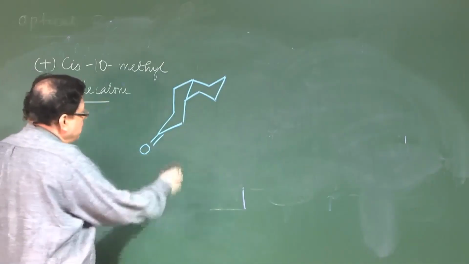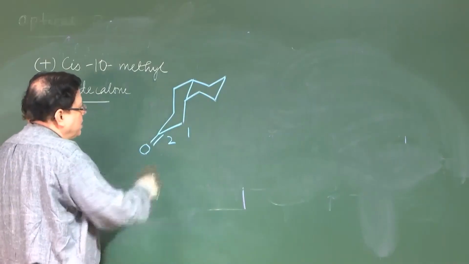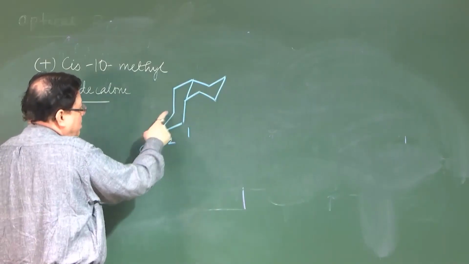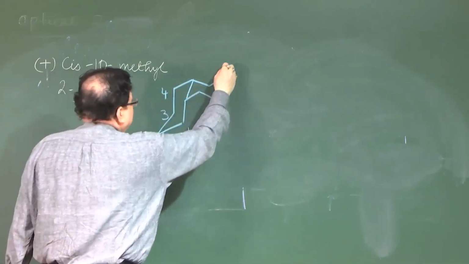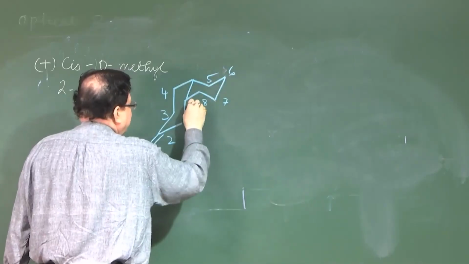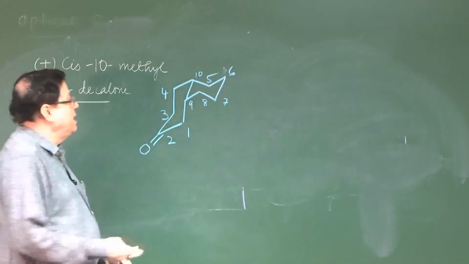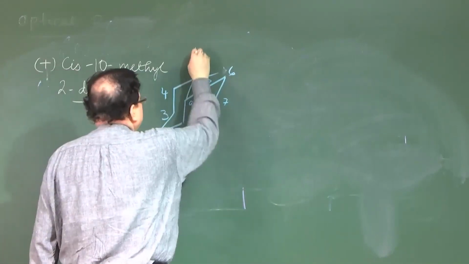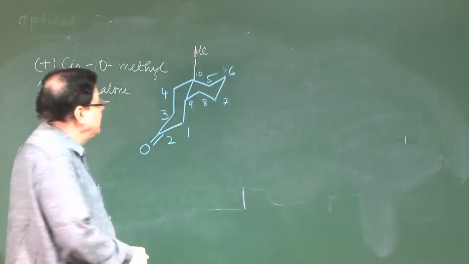Okay. So, that means, this will be 1, that will be 2, because it is a 2 decalone system. You cannot have 1 here, because that will make it 3. So, 1, 2, 3, 4, and then 5, 6, 7, 8, 9, 10. Okay. So, 10 is what? At 10 you have a methyl group. So, the methyl is like this. So, this is one conformation. What is the other conformation?